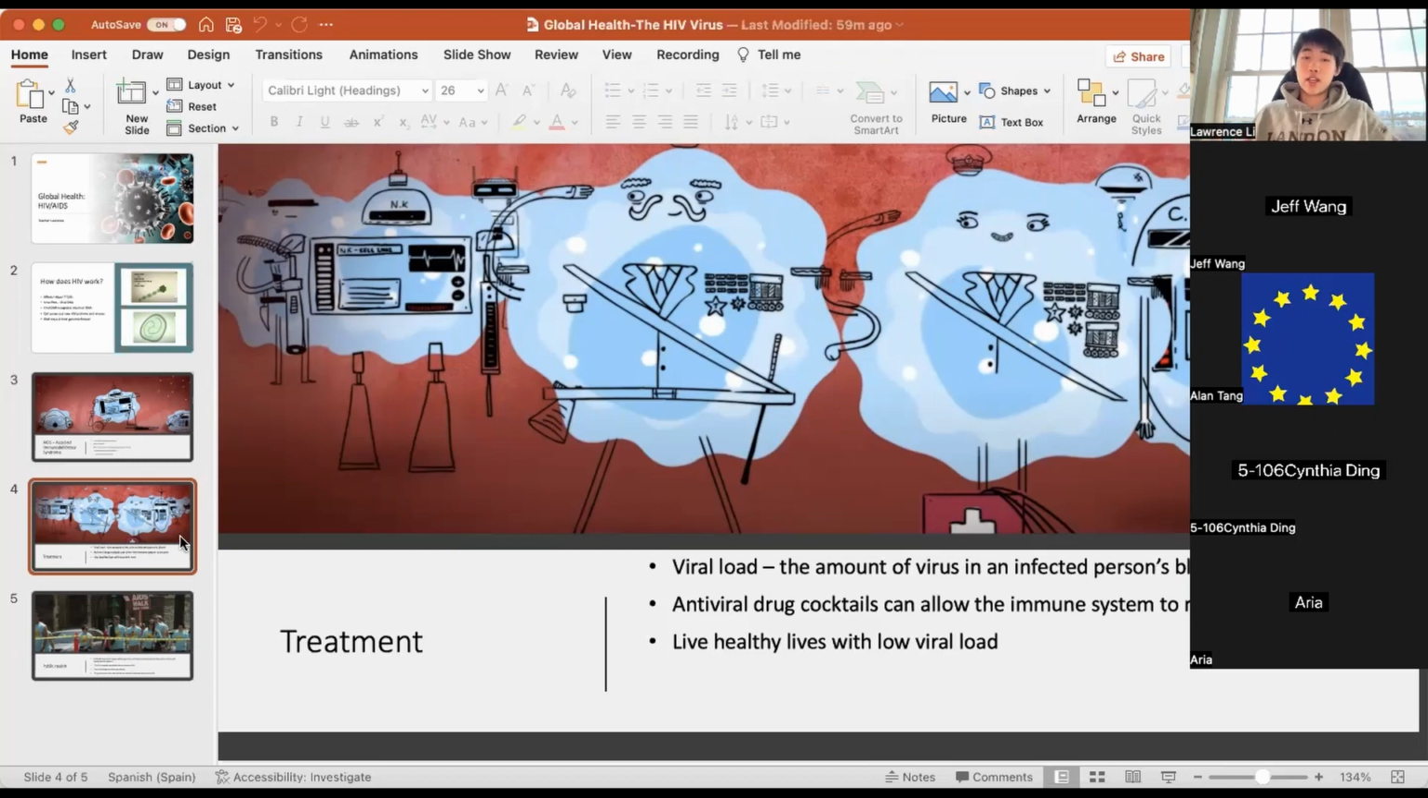Nowadays, we have treatments that can reduce the viral load of HIV in the patient's bloodstream. Viral load is the term we use to describe the amount of virus in an infected person's blood. And so if you have a really high viral load, it's really easy to pass HIV off to someone else. And so that can be dangerous. However, we've discovered ways that we can reduce the viral load in the human bloodstream, which is really quite amazing.